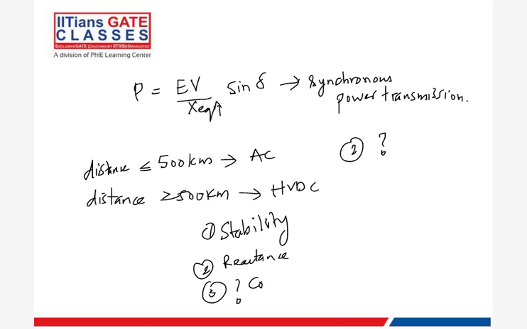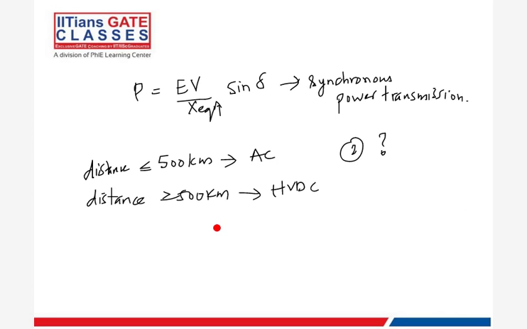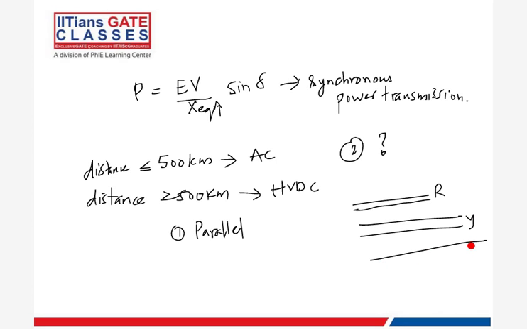But does that mean we always have to go for HVDC for a long transmission line? No. In AC also there are some solutions. One of the first is parallel lines, right? There will be two conductors for R, two conductors for Y, and two conductors for B. Since these two are parallel, X equivalent will effectively become half, right?